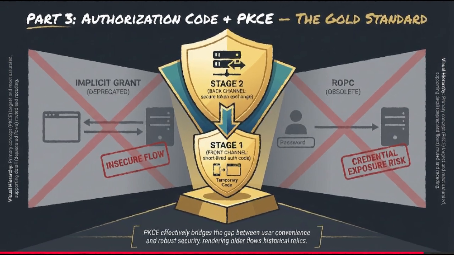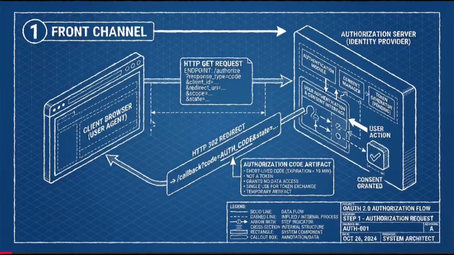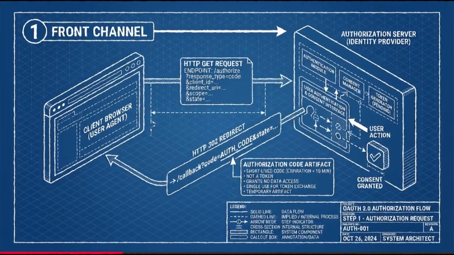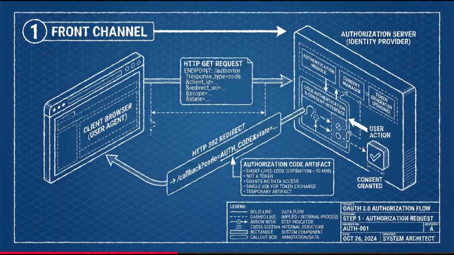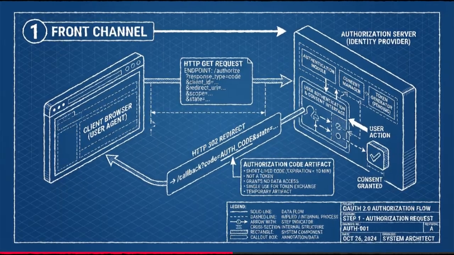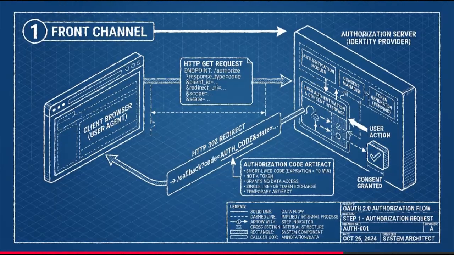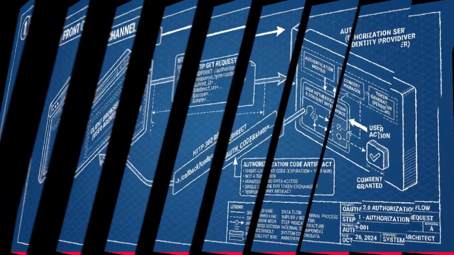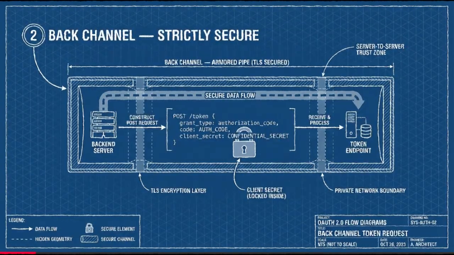Step 1 occurs entirely in the front channel. The application initiates an HTTP GET request to the authorization endpoint utilizing the parameter response_type=code. After authenticating the user and obtaining consent, the server issues an HTTP 302 redirect, returning a short-lived authorization code. This code is merely an indicator of successful authentication. It is not the token itself, and it provides no access to data.